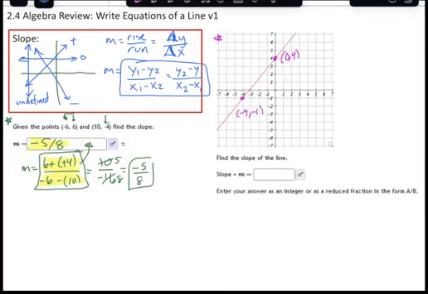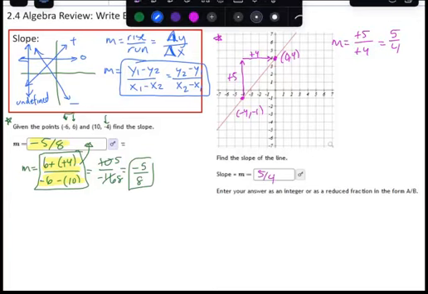If you're more comfortable calculating, you could use these two ordered pairs and calculate the slope. But the easiest thing to do is just count rise over run. If you go from the bottom point up, you go up 1, 2, 3, 4, 5. A positive direction is a plus 5, and to the right you go 1, 2, 3, 4 places. So your slope here is 5/4.